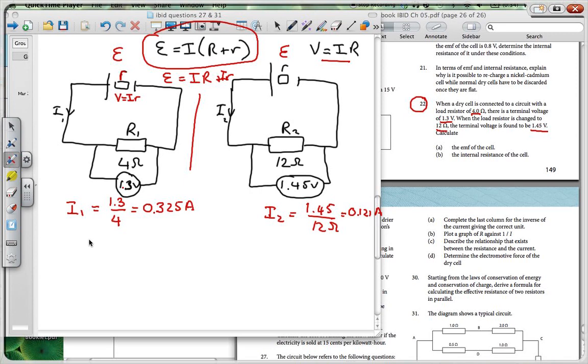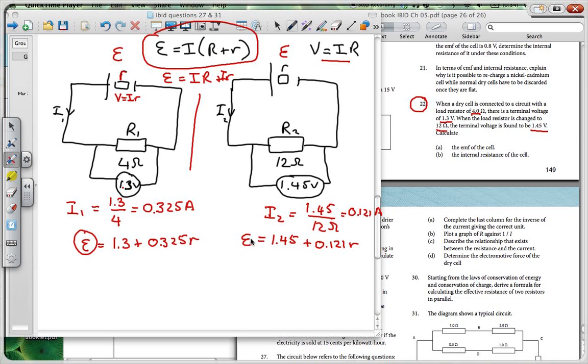That my EMF is equal to IR plus Ir. Now that IR will actually be obviously the 1.3 volt, because V is equal to I times R. So that's 1.3 plus the 0.325 times by the small r, which is my internal resistance. So we have one equation there. Second equation, using this circuit over here: here we've got 1.45 volts plus I, which is 0.121, times r.